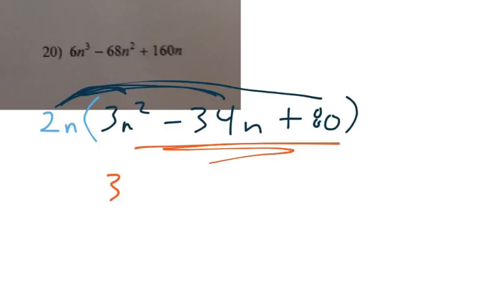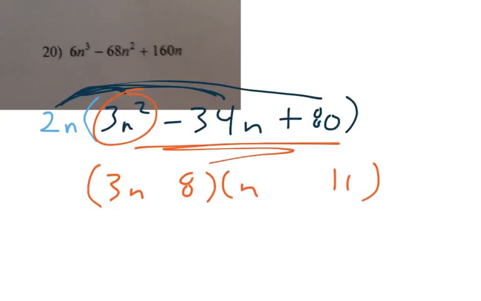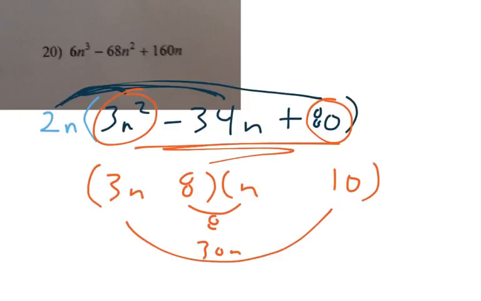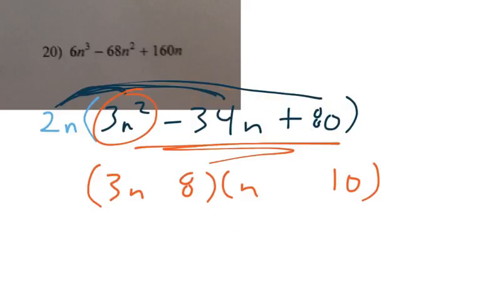Well, let's try 3n times n for 3n squared. Let's try 8 times 10 for 80. And let's see what we get here. 3 times 10 is 30n. 8n in the middle. Can 30 and 8 make 34? No, it doesn't. Okay, so let me back up here. So that didn't work, did it?